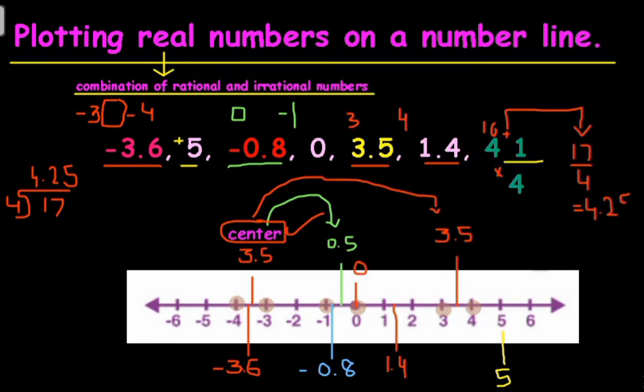4.25. After converting my mixed fraction into an improper fraction, I will convert the improper fraction into a decimal number. So after converting into a decimal number, the answer is 4.25, and now I'm placing this 4.25 more towards 4 because my middle point is 4.5. After identifying the midpoint 4.5 and 4, in between these two you will find 4.25. So this is how you are going to plot real numbers on the number line.